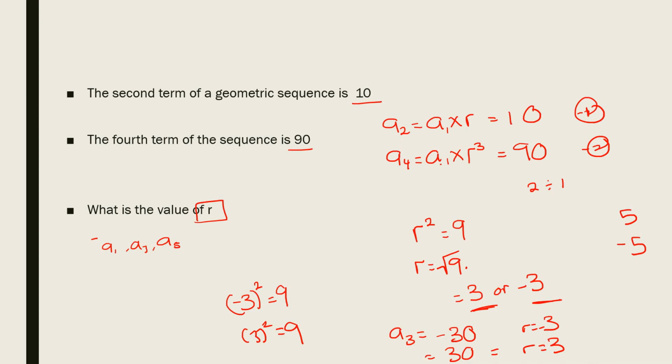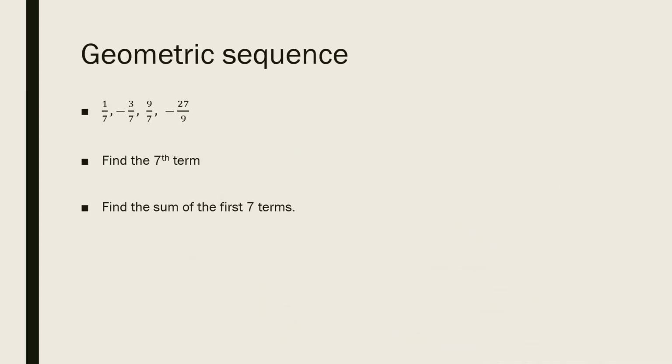Now let's quickly move on. Now we have a geometric sequence, negative and fraction. So let's see here. We have 1 over 7, minus 3 over 7, 9 over 7. Find the 7th term. Now a1, our first term, is already 1 over 7. So what's our r?